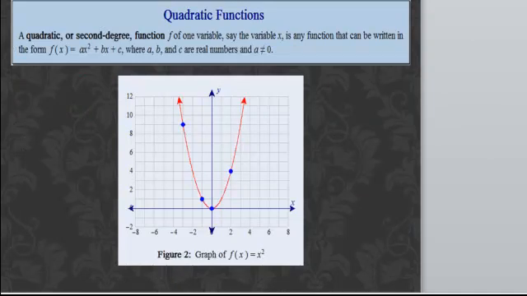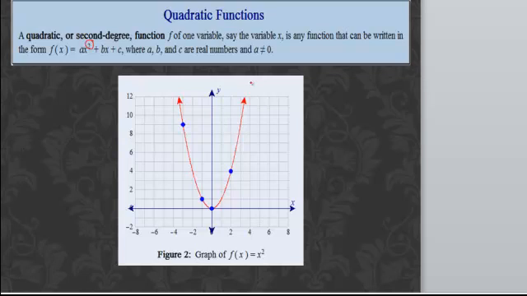Now a quadratic function, or second degree function, of one variable, say the variable x, is any function that can be written in the form f of x equals ax squared plus bx plus c, where a, b, and c are real numbers and a is not equal to 0. I'm sure you know this already, but for a quadratic function, your highest degree is always going to be a 2. That's how you know that it's quadratic.